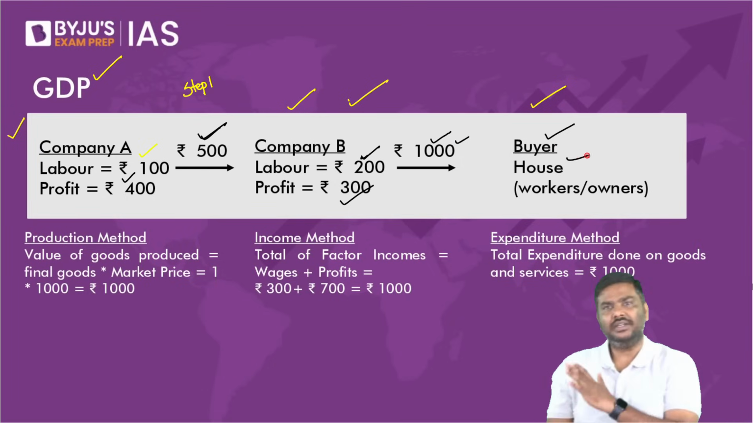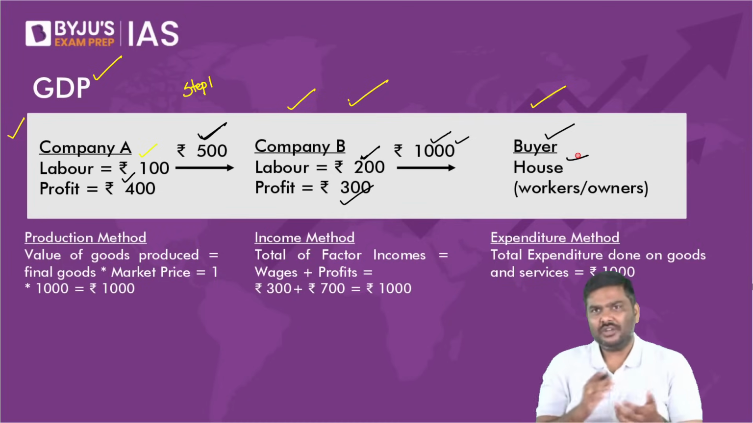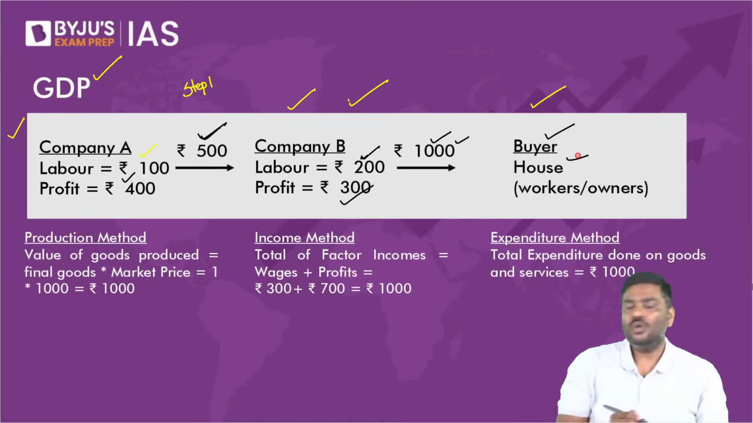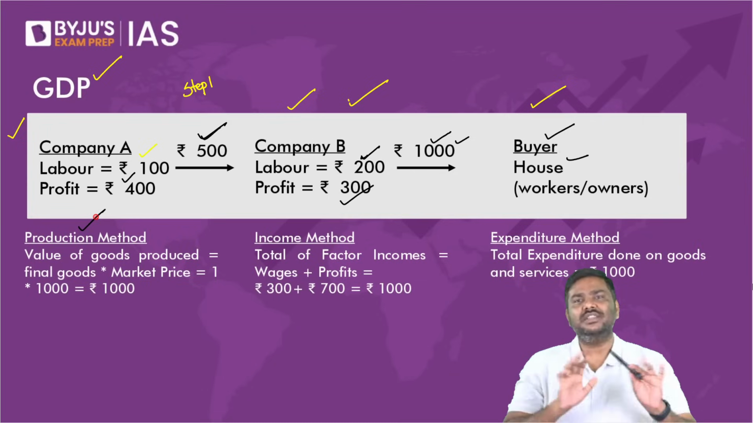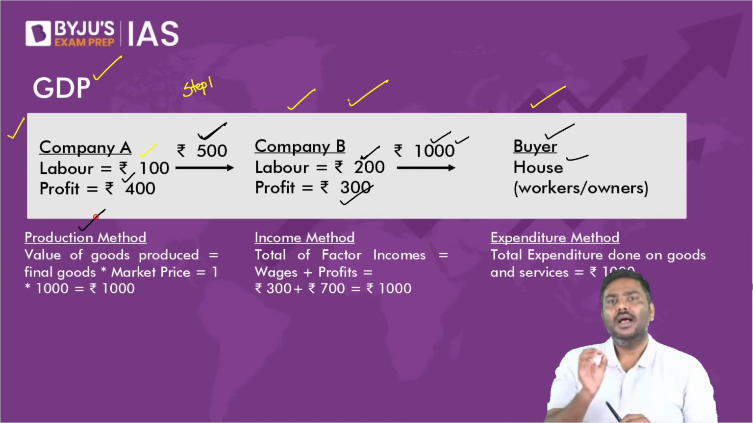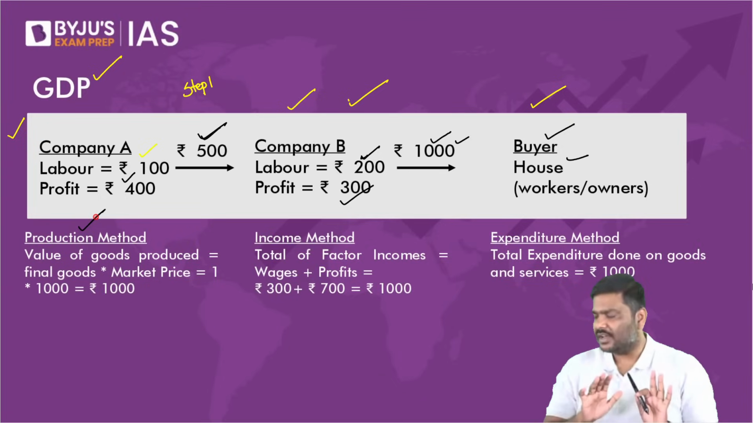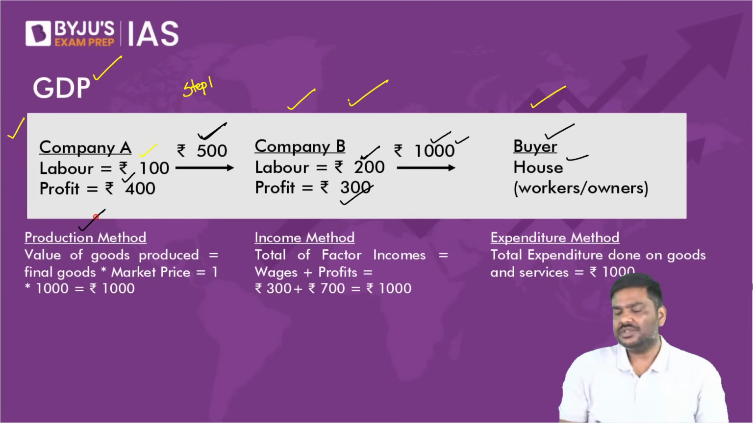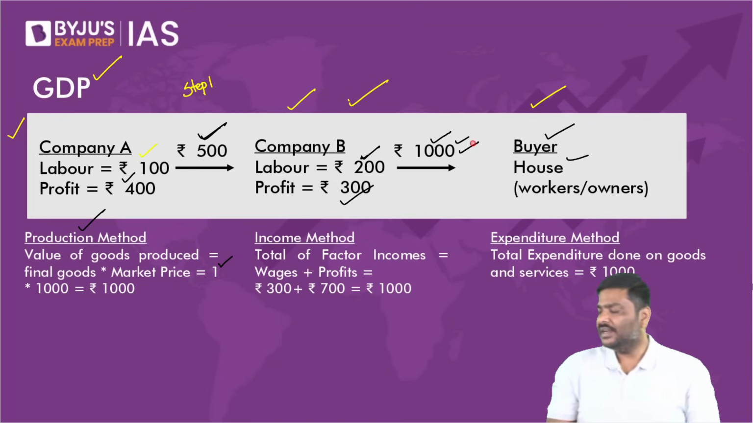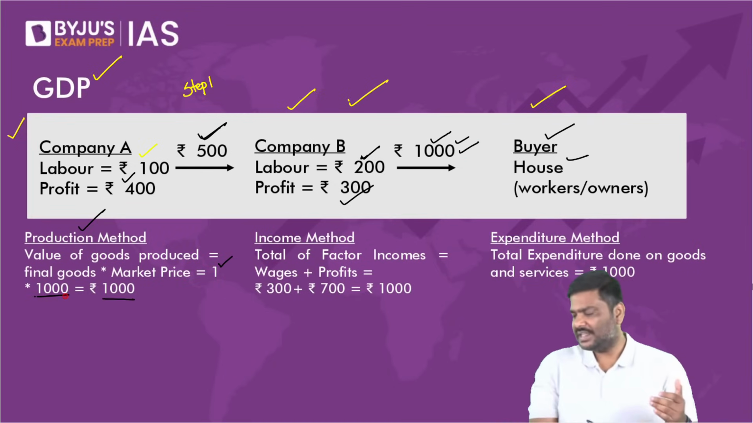Now let's start. First method is what? The output or production value method, right? How do I calculate production value method? How many final goods and services are produced in this economy? All of you will agree, only one. Only one good is produced. What is the market price of the good? 1000 rupees. So 1 into 1000 rupees, what is the GDP through output method? 1000 rupees is the GDP.